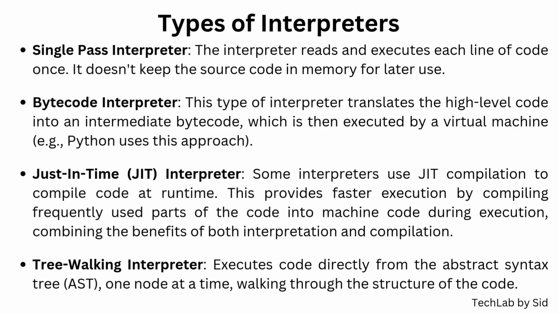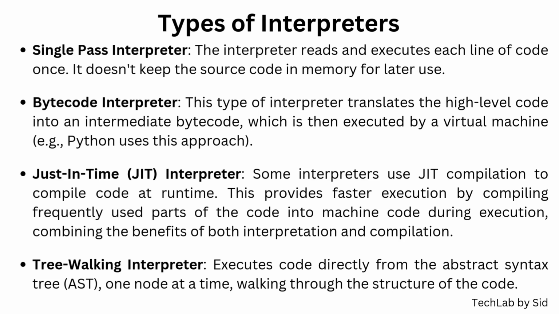Types of interpreters. Single-pass interpreter. The interpreter reads and executes each line of code once. It doesn't keep the source code in memory for later use. Bytecode interpreter. This type of interpreter translates the high-level code into an intermediate bytecode, which is then executed by a virtual machine. For example, Python uses this approach.